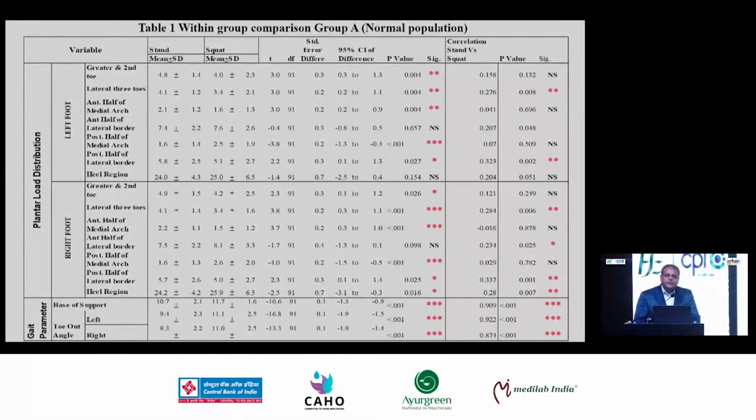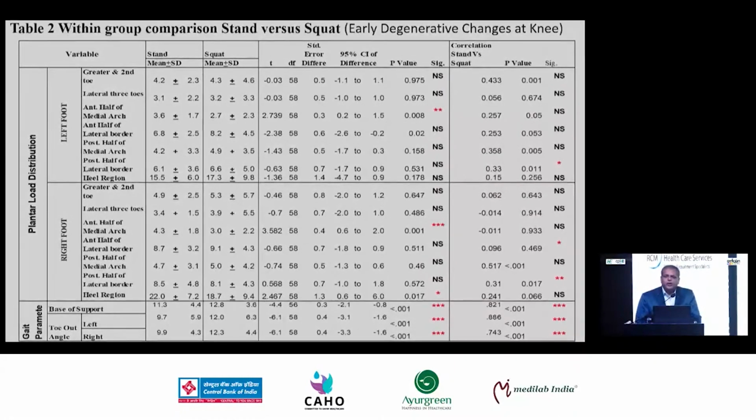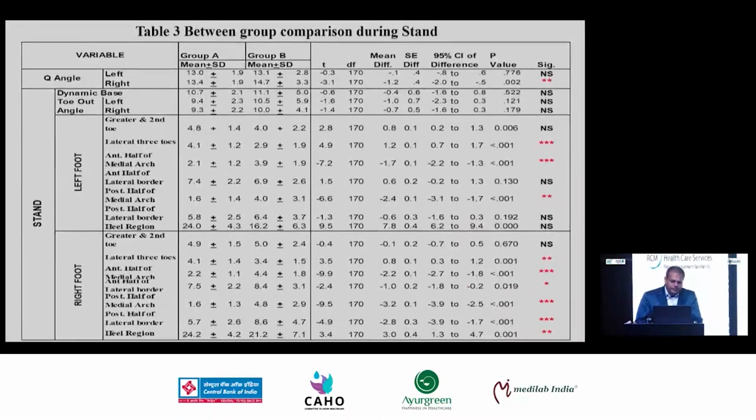It was observed that within the normal population, during the movement transition from stand to squat, the P value was significant for load distribution in most compartments except the anterior half of the lateral border. The dynamic components of gait parameters were also significant. Similarly, for early degenerative changes at the knee, P was significant for the midfoot region, especially the medial arch and the heel region, and also for the dynamic correlates of gait.